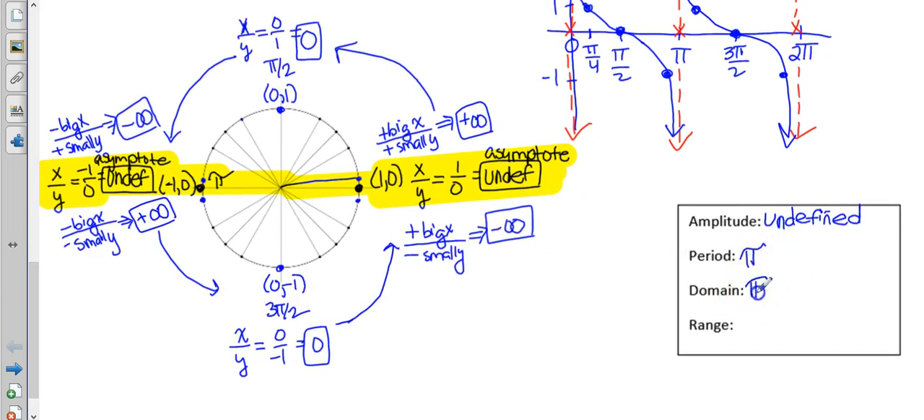Domain, all real numbers, x not equal to. With cotangent, it technically starts at 0. So if you wanted to put 0, you could, plus multiples of pi. And our range is all real numbers.